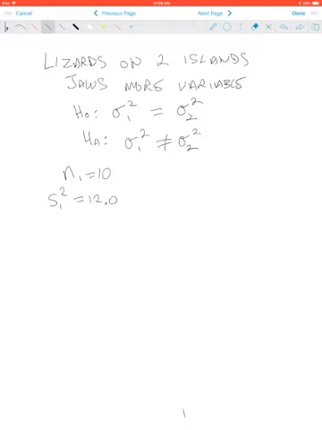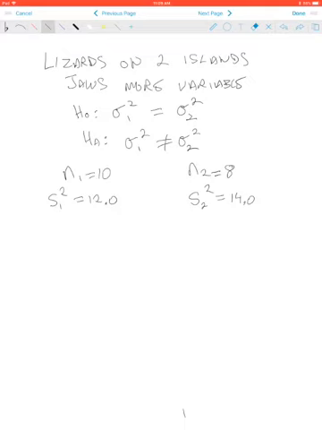You go over to the other island, sample it. It's ideal, of course, always to have equal sample sizes because the tests are more powerful and it makes intuitive sense to have equal sample sizes, but you don't have to have equal sample sizes. So in this case, they managed to get 8 lizards, randomly sampled, measure their jaw widths, estimate the variance. So here the variance of the second sample, the sample from the other island, was 14.0.